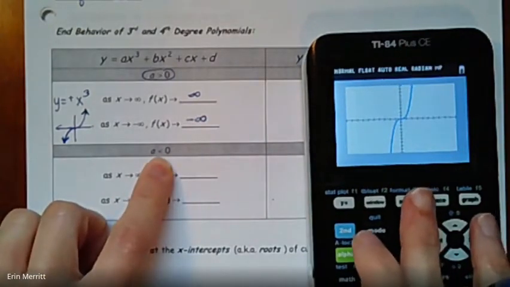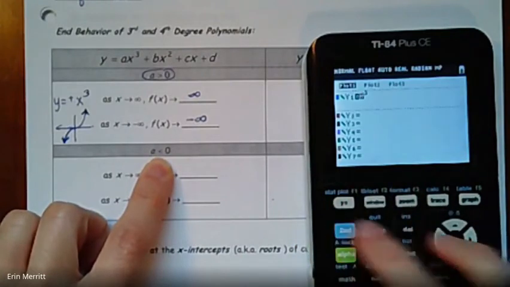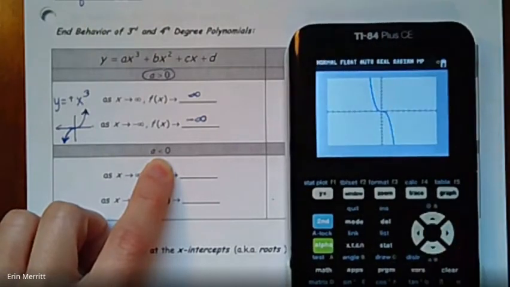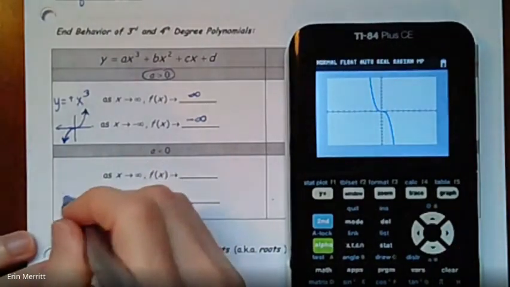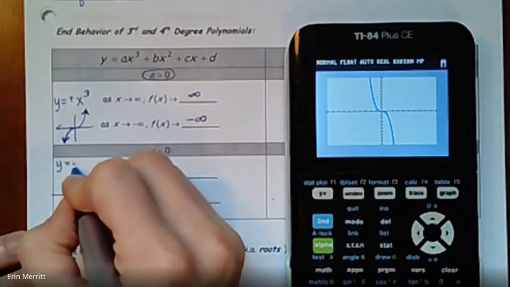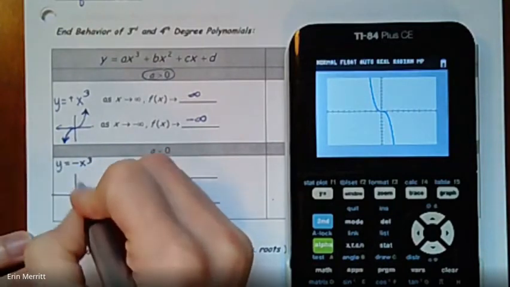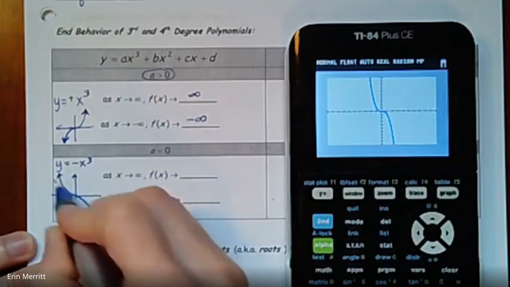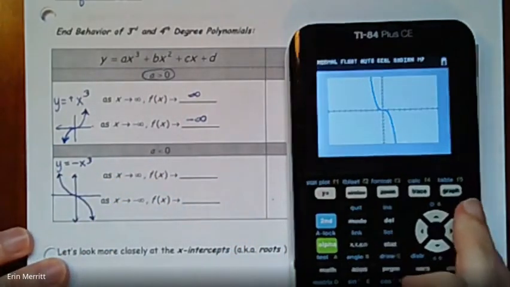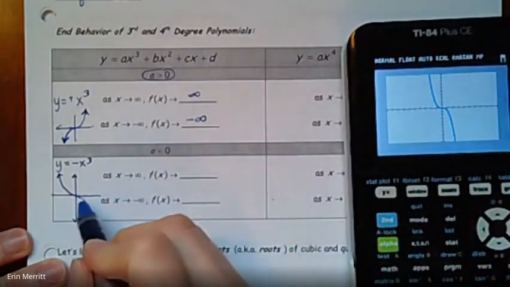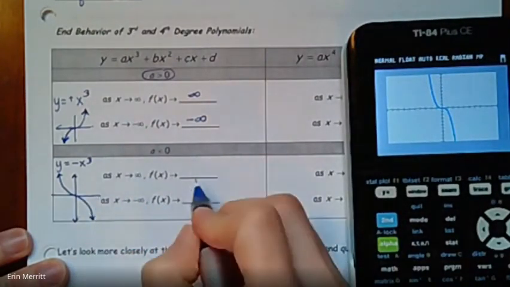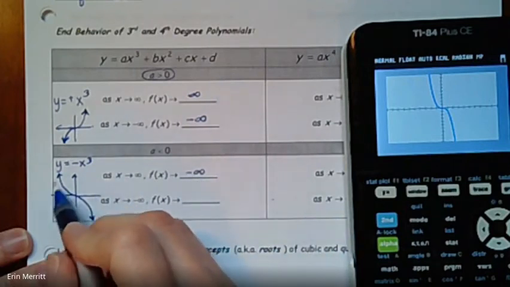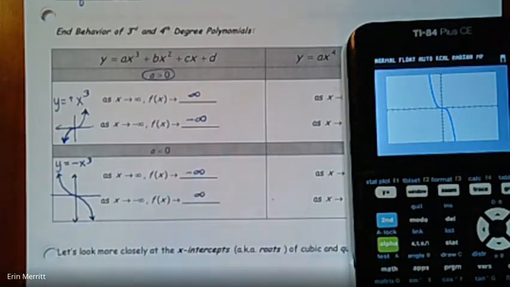If a is negative, though, so if we type in and make this a negative x cubed, then look at what happens. Now the graph is the opposite of where we just were. So negative x cubed means now, instead of heading up to the right, it's heading down to the right. And so in this case, what we can say is as x heads to infinity, y is heading to negative infinity, and then vice versa. As x goes to negative infinity, y is heading on up towards positive infinity.